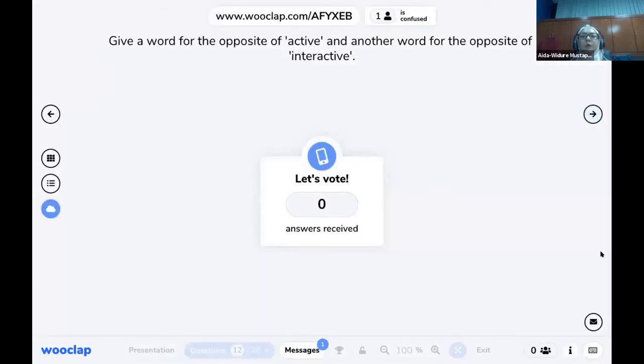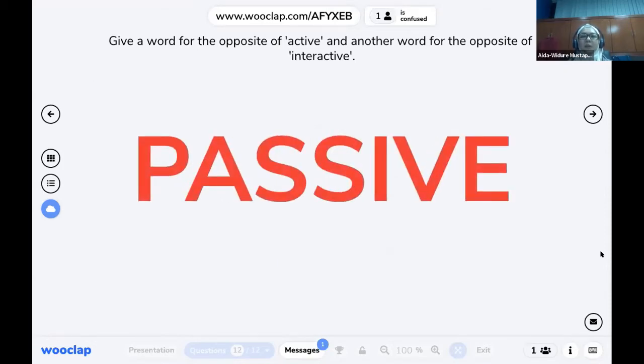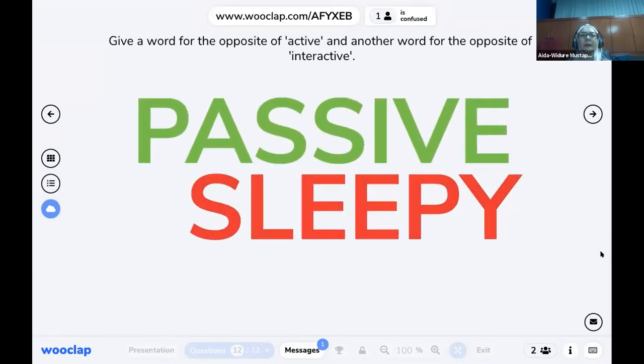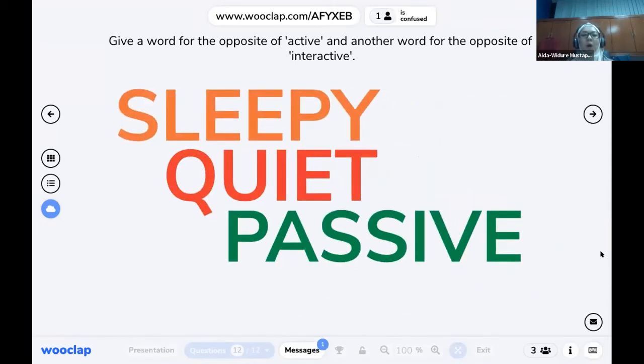So now I want you to give me all the opposite words that you can think of for active, and any opposite words that you can think of for interactive. So these are all the words that we don't want the students to feel. So start writing. Give me some words that are the opposite of active or the opposite of interactive. Come on, I want to see. Yes, passive, sleepy. We don't want those kinds of students in our lecture anymore. Quiet, yes.